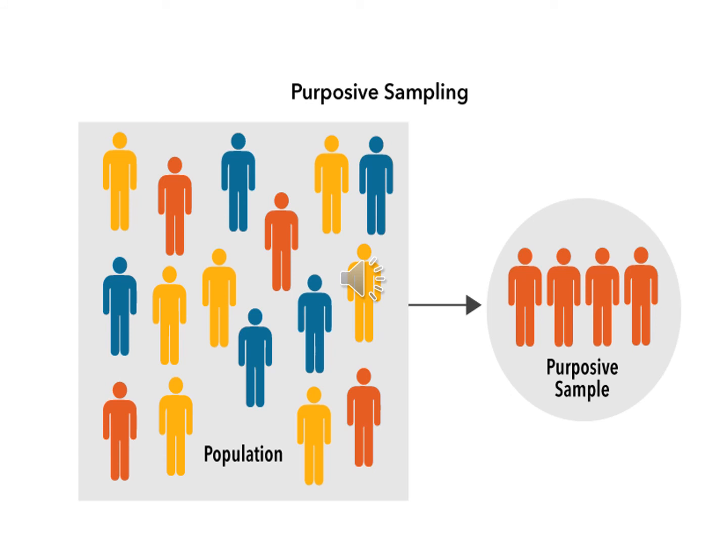This is the figure showing you purposive sampling. The researcher thinks that the persons with certain characteristics depicted in red color are the right persons, so he purposefully selects them with those characteristics and does not select any other person.